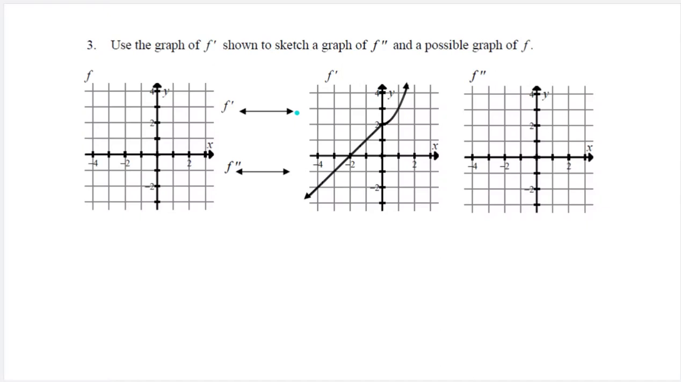Welcome to lesson 5.2, graphing derivatives and antiderivatives. In this video, we're going to do another example of graphing our antiderivative. In this case, we've been given a graph of our first derivative, and we're going to use that to find the graph of our second derivative, and then also a possible graph of our first derivative.